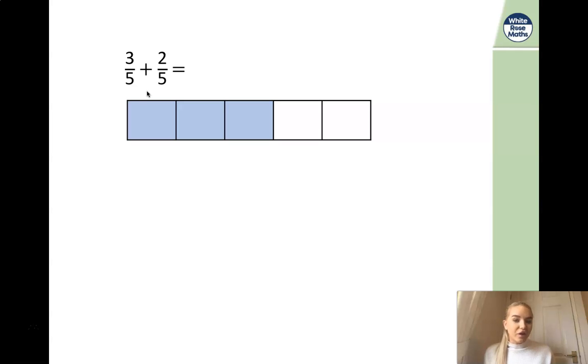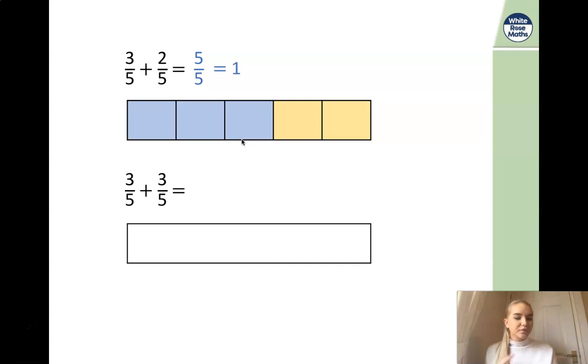So we are going to split it into 5, and then we know that this is worth 3/5, and I can show that on my bar model. My second bar is going to be 5 as well, and I would have 2 on that. And then you would blend them both together, you would mix them both together, and you have 5/5. Can we make a whole? Yes, we can. 5/5 is also the same as 1.